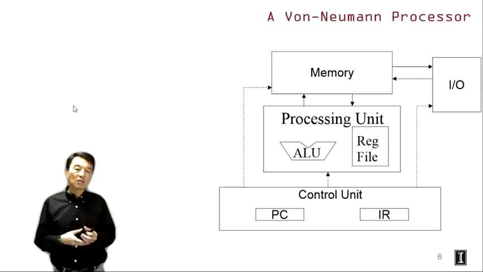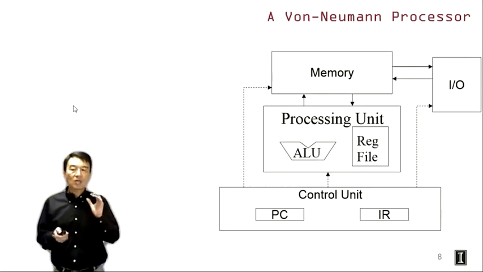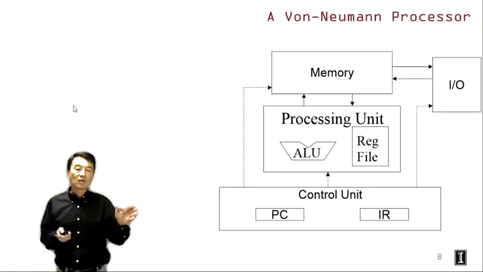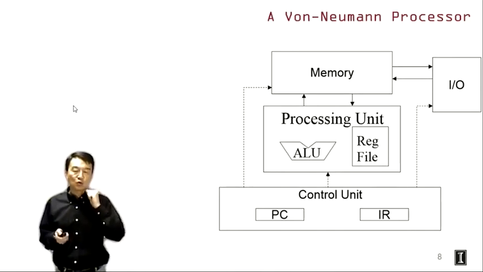So let's start with the bottom. The bottom here shows the control unit. And the control unit contains a program counter and an instruction register. The program counter essentially specifies the location in memory where the hardware can find the next instruction that should be executed for the application. So there's a dashed line going from the control unit to the memory. Essentially, that is the communication path for the control unit to deliver the PC value to the memory and demand the memory to return the instruction bits.